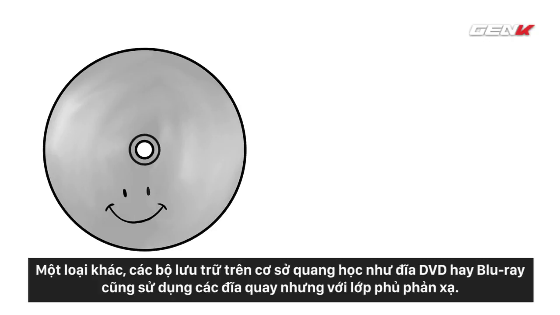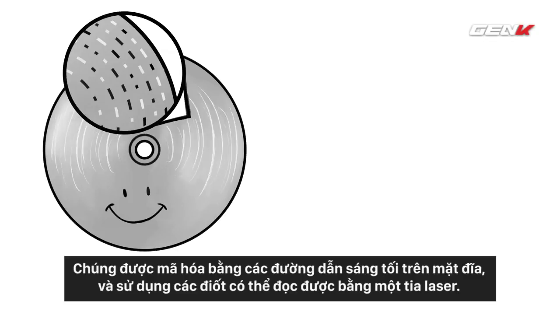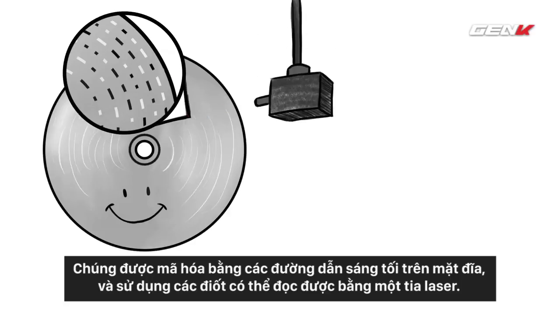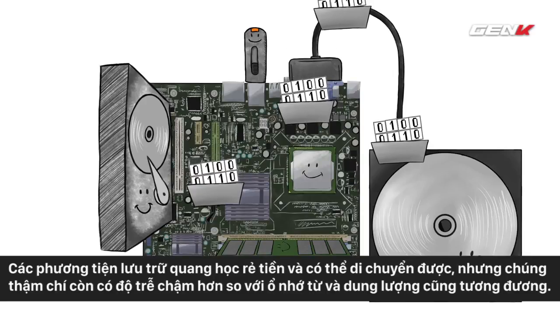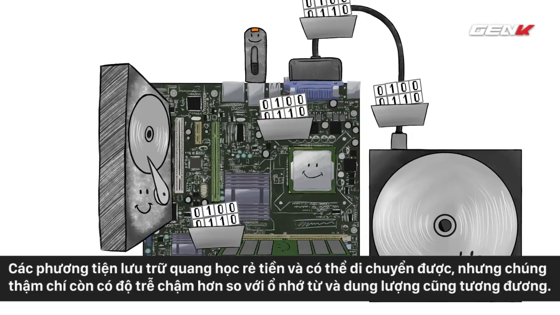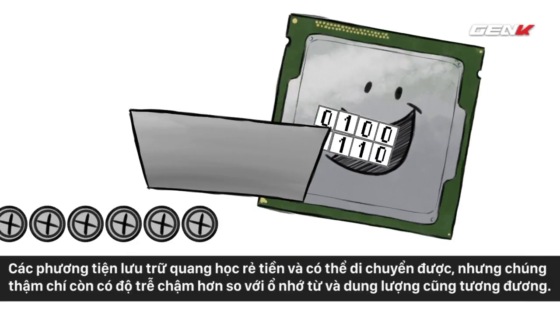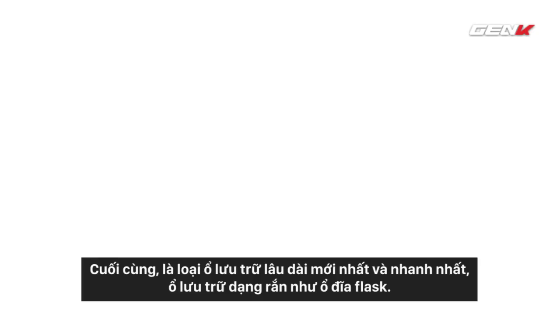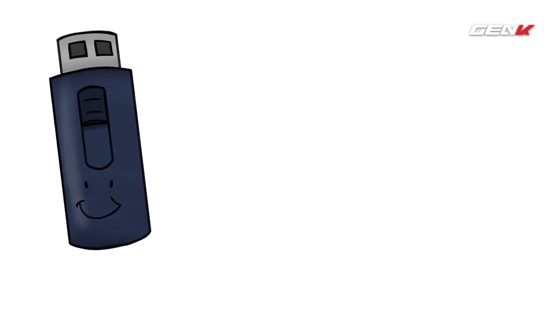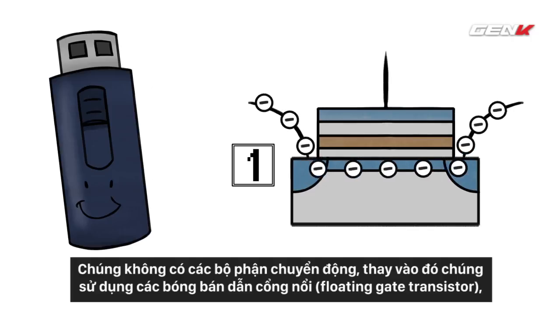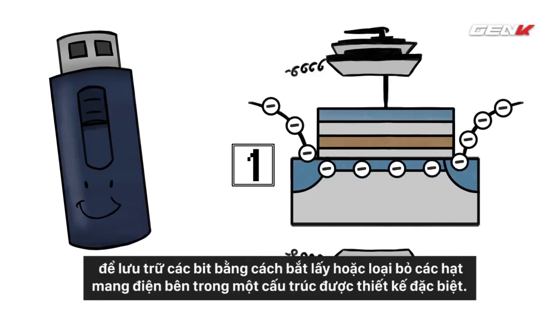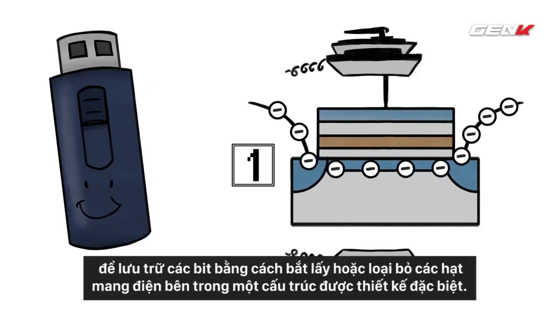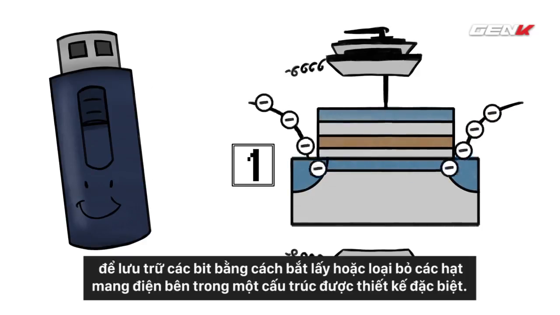On the other hand, optical-based storage like DVD and Blu-ray also uses spinning disks, but with a reflective coating. Bits are encoded as light and dark spots using a dye that can be read by a laser. While optical storage media are cheap and removable, they have even slower latencies than magnetic storage and lower capacity as well. Finally, the newest and fastest types of long-term storage are solid-state drives, like flash sticks. These have no moving parts, instead using floating gate transistors that store bits by trapping or removing electrical charges within their specially designed internal structures.